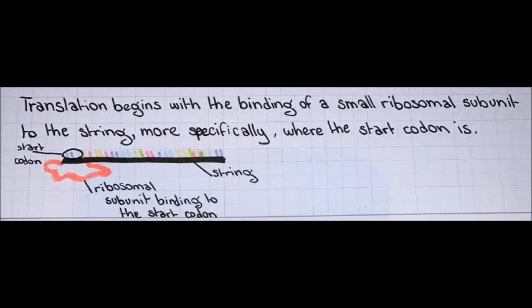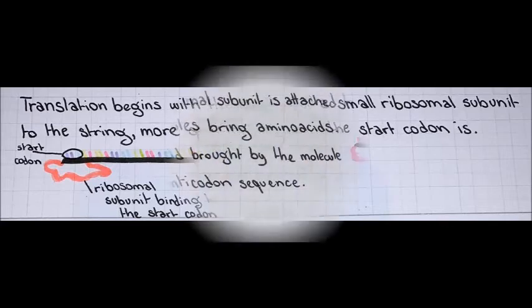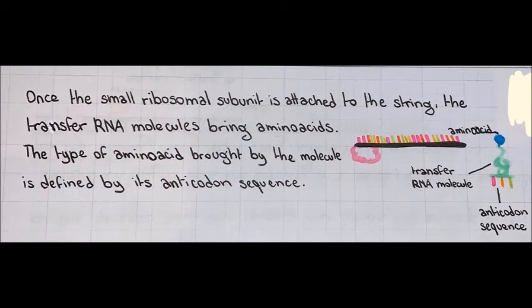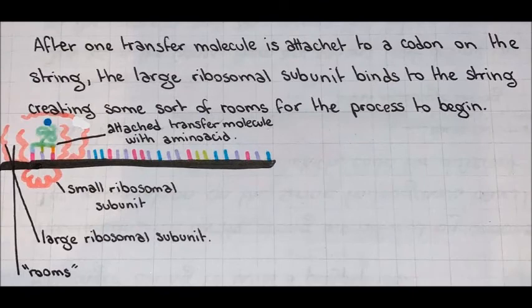Translation begins with the binding of a small ribosomal subunit to the string, more specifically, where the start codon is. Once the small ribosomal subunit is attached to the string, the transfer RNA molecules bring amino acids. The type of amino acid brought by the molecule is defined by its anticodon sequence. After one transfer molecule is attached to the codon on the string, the large ribosomal subunit binds to the string, creating some sort of rooms for the process to begin.